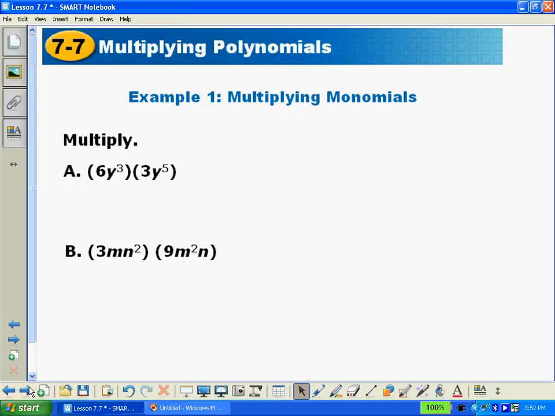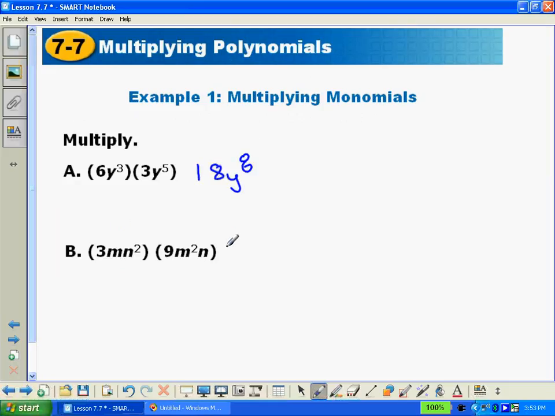When you're multiplying monomials, all you do is you multiply the numbers times the numbers, and then you multiply the letters times the letters by adding their exponents. So in example A here, you have 6 times 3, which is 18, and then y to the third times y to the fifth is y to the eighth. So we have 18y to the eighth.